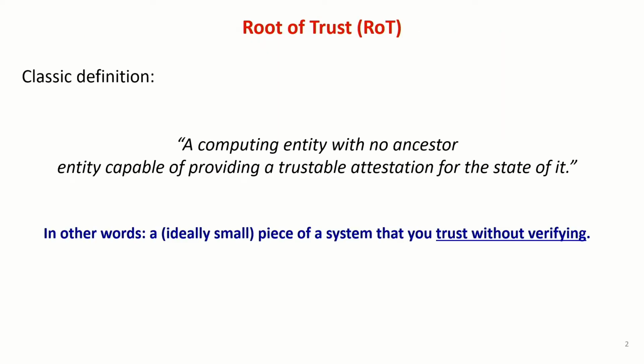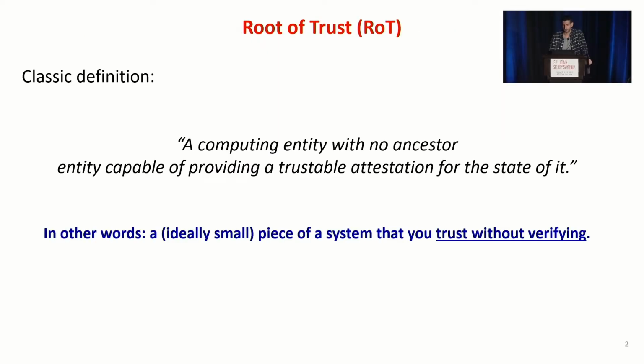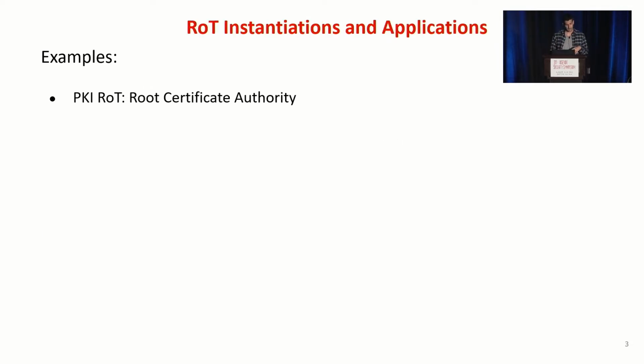Before going into what we mean by an active root of trust, let's briefly define what a classic root of trust means. One classic definition, shown on the slide, is: a computing entity with no ancestor entity, capable of providing a trustable attestation for the state of it. Or in simpler terms, it's an ideally small piece of a system that you trust without verifying. There are several examples. The most classic example in network security is in a public key infrastructure, the root CA, the root certificate authority.